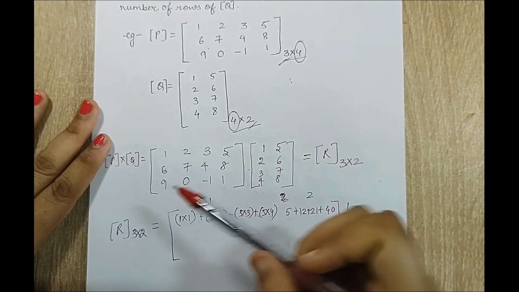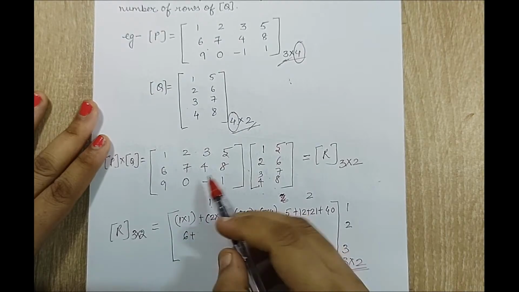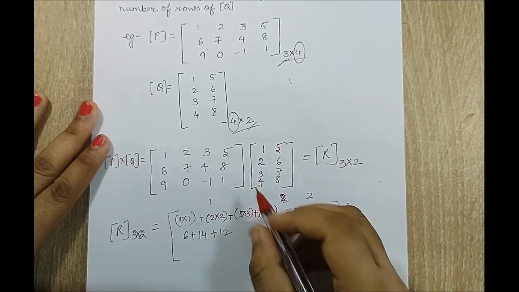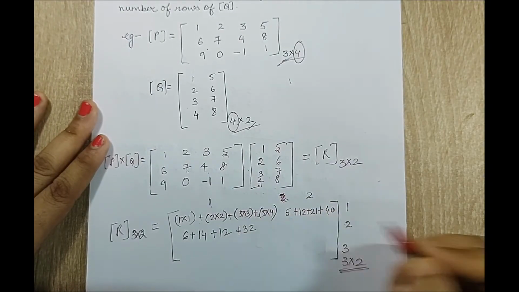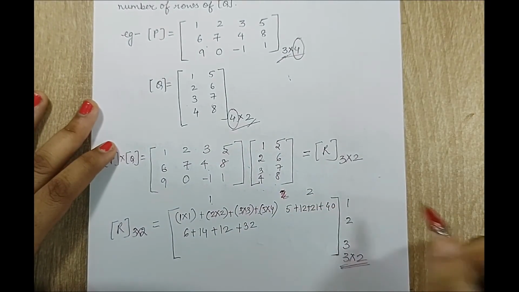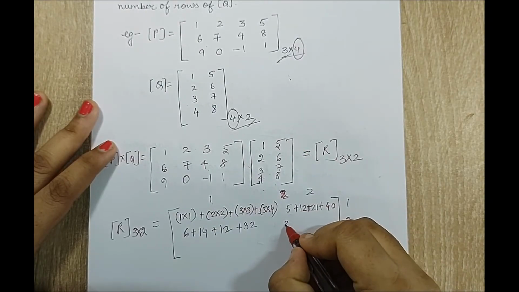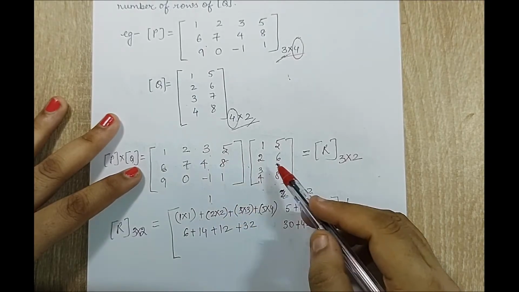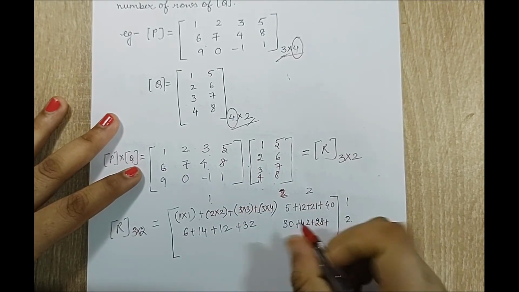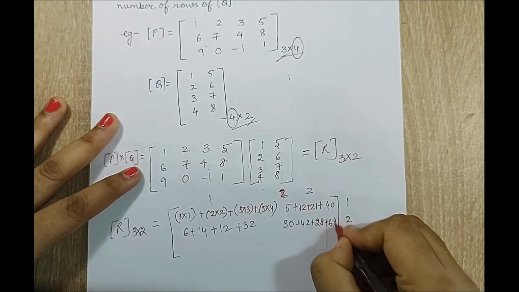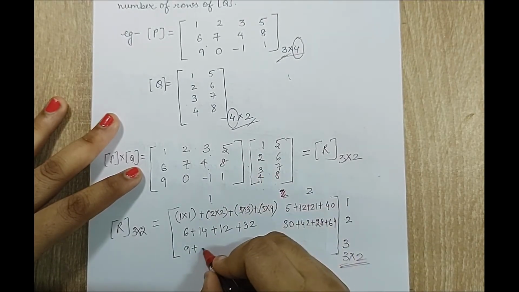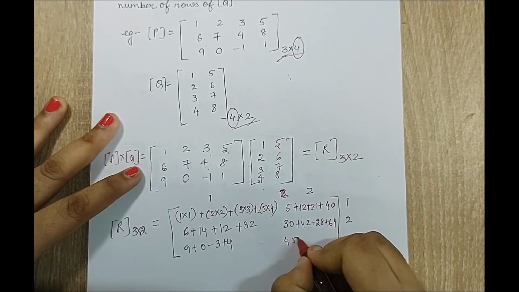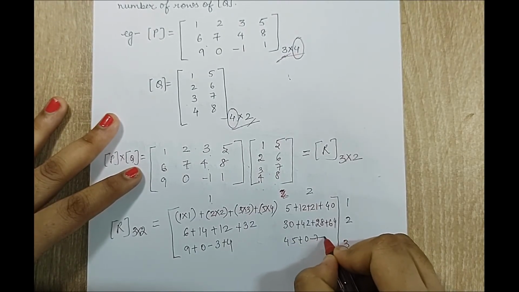So 6 into 1 is 6 plus 7 into 2 is 14, 4 into 3 is 12 and 8 fours are 32. Next for this column I am going to write 6 into 5 is 30, 7 into 6 is 42, 4 into 7 is 28 plus 8 into 8 is 64. Likewise 9 plus 0 minus 3 plus 4 and I have 45 plus 0 minus 7 plus 8.